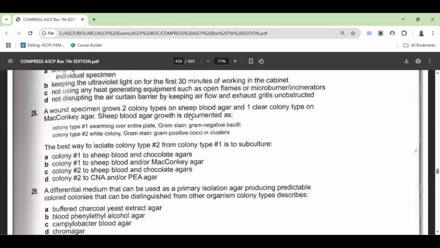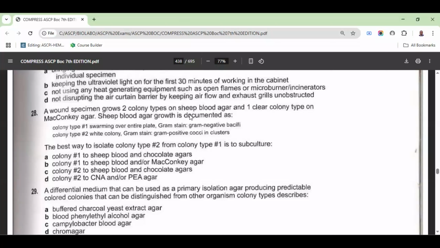Maybe type 1 would be Proteus. And then type 2, okay, swarming would be Proteus, type 2. And type 2 would be Staphylococcus. Which one? Type 2. Aureus. Yeah. Maybe not Aureus, because Aureus is golden.